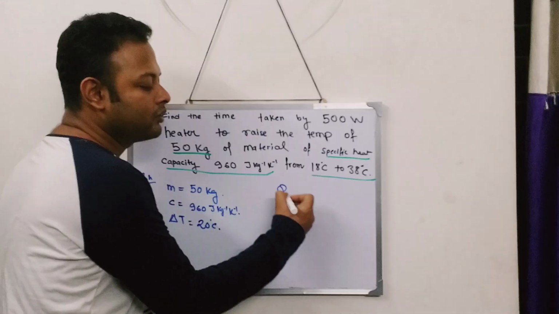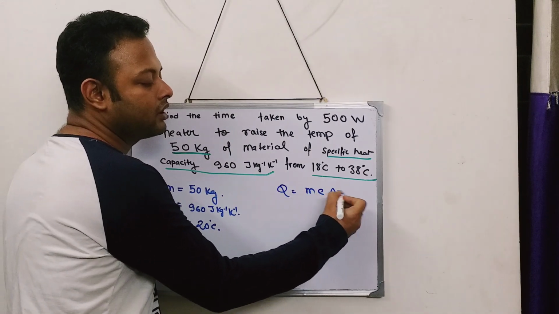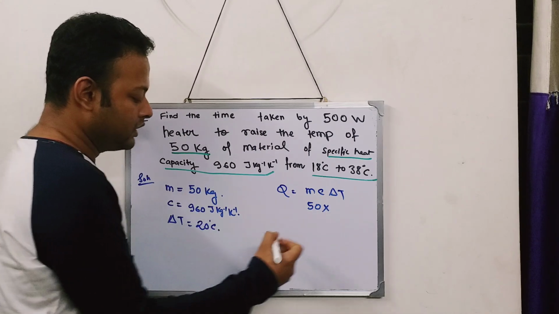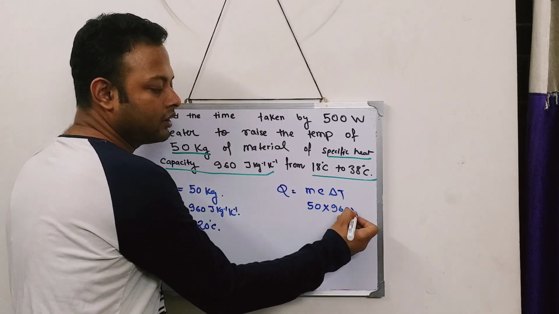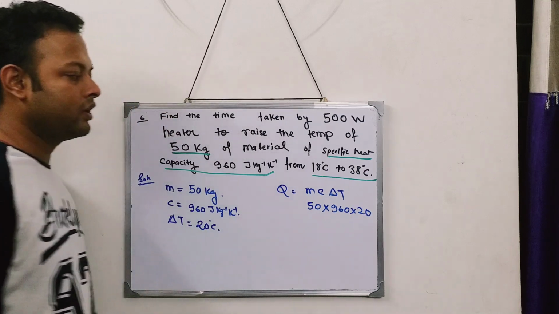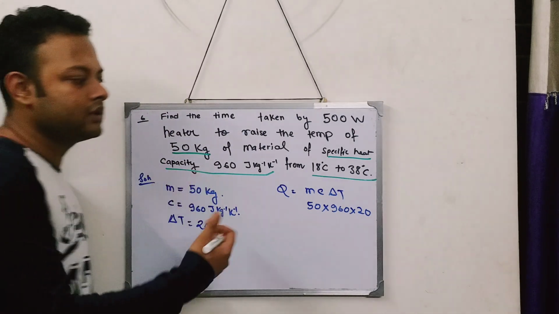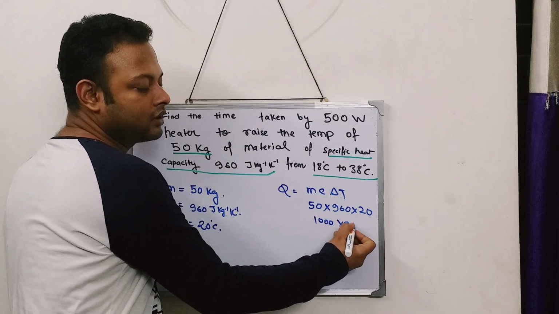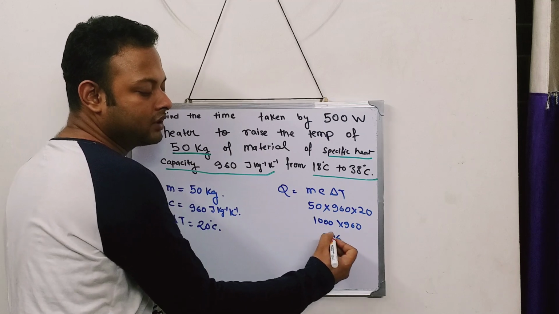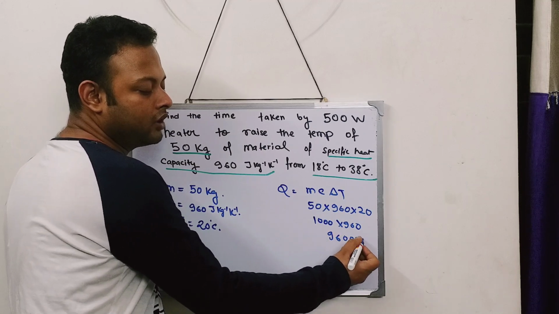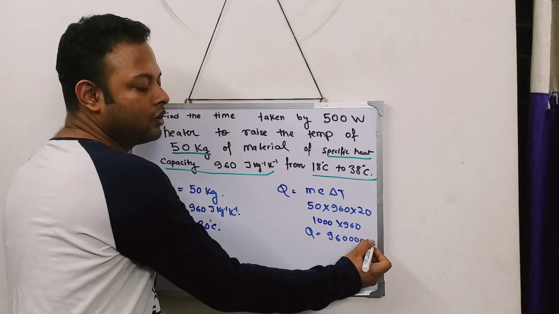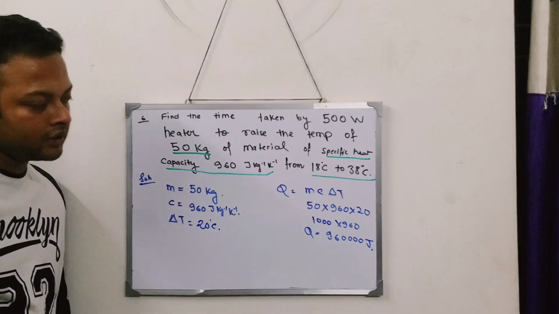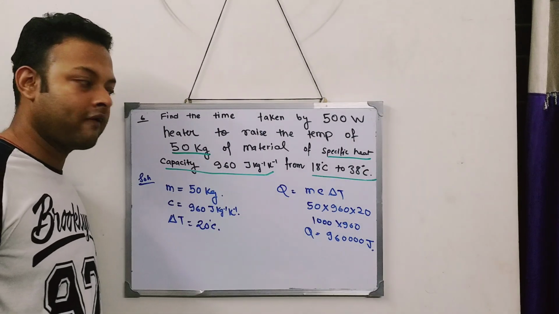So the amount of heat required is equal to mc delta T, which is equal to 50, C value is 960 and delta T is 20. Now you solve this. How much do you get? 50 times 20 is 1000, and this is 960. It becomes 96 and then 1, 2, 3, 4 zeros. So Q is equal to 960,000 joule.